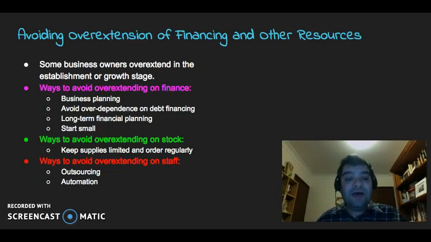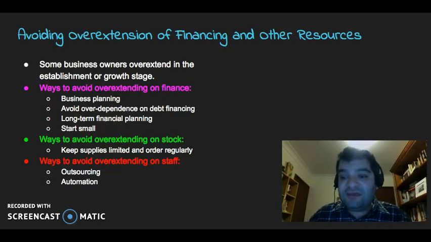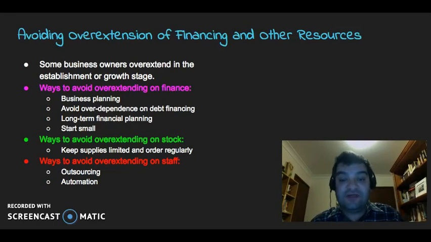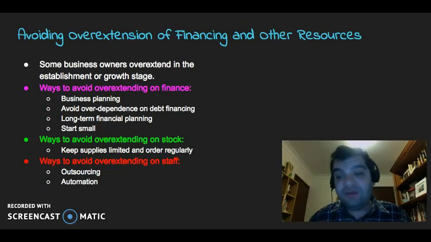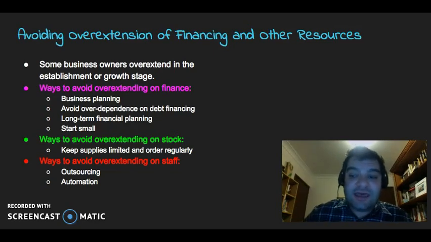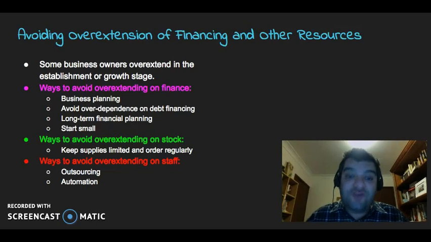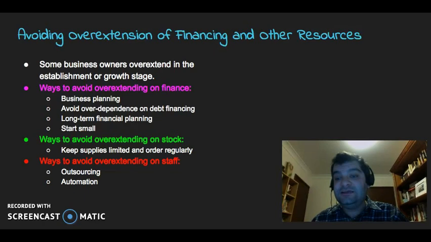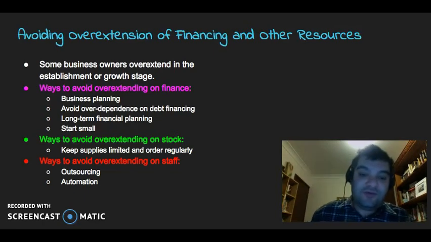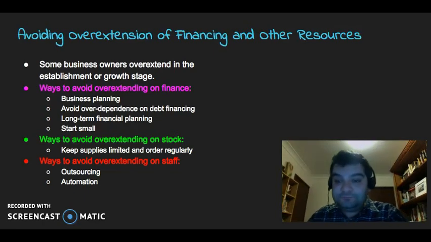Okay? And a way to avoid overextending on staff is to outsource. Okay? Rather than having 10 employees and 5 of them are sitting there doing nothing because there's nothing for them to do, outsource. Okay? Hire another business or send it outside your business for them to do that work, or automate. Okay, bring in robots, bring in automation. Okay, to do the work of humans. Okay, you can easily shut them off. You can easily replace them. You can easily repair them. Okay, as opposed to staff.